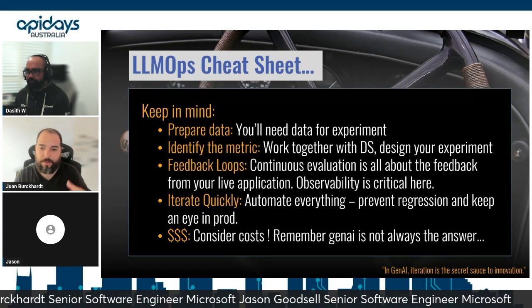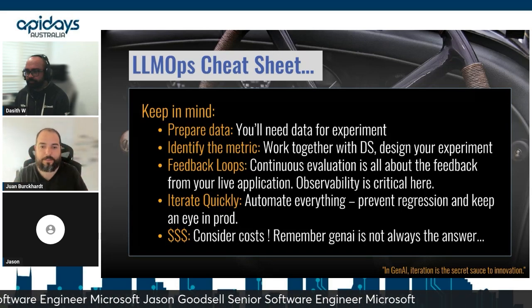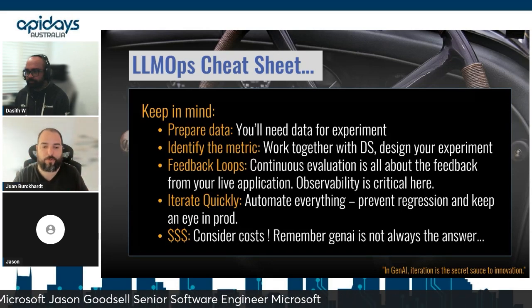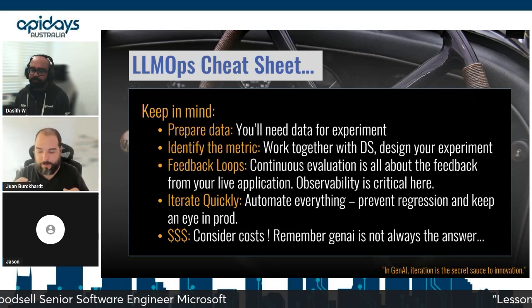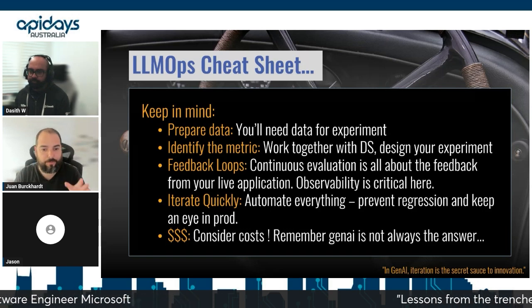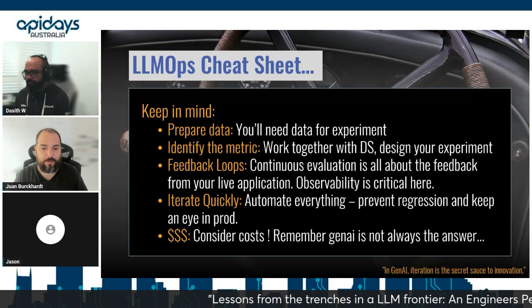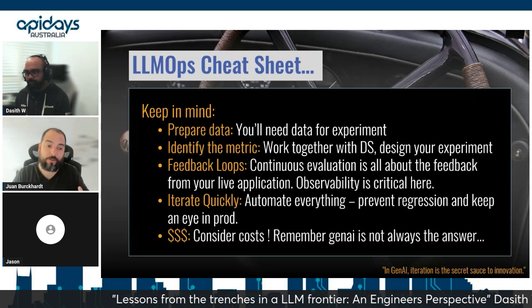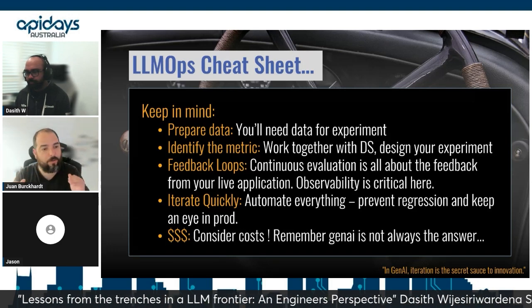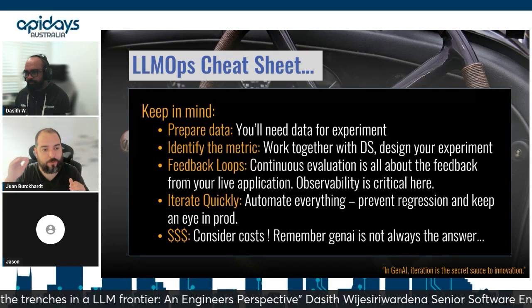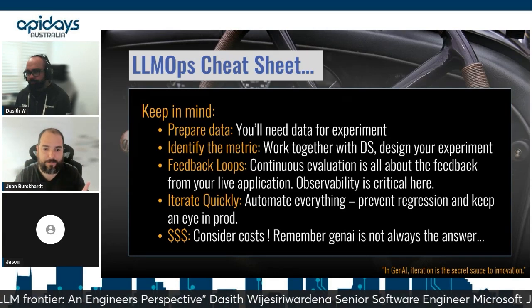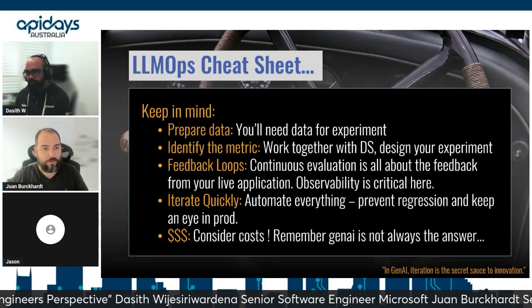Feedback loops, I mentioned them. Observability is critical for this. You need to get what is happening in production. Iterate quickly. I cannot make this more clear. You need to automate. Your application is going to keep moving. And lastly, consider the cost. Every call you add to the LLM is going to add to your cost and latency. So keep an eye on the cost.